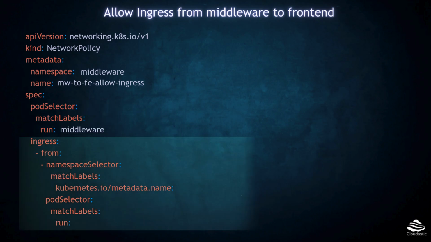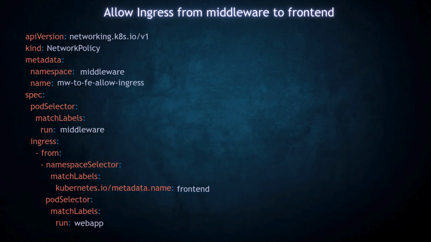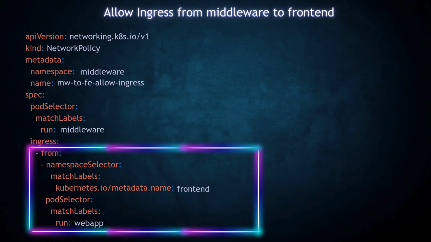The ingress.from clause, look closely here. We combine both namespaceSelector and podSelector. NamespaceSelector looks for the namespace labeled front-end, and podSelector ensures that only pods labeled run equals web app are allowed. Notice how the namespaceSelector and podSelector are items in the same array element under the from field. This creates a logical AND condition.